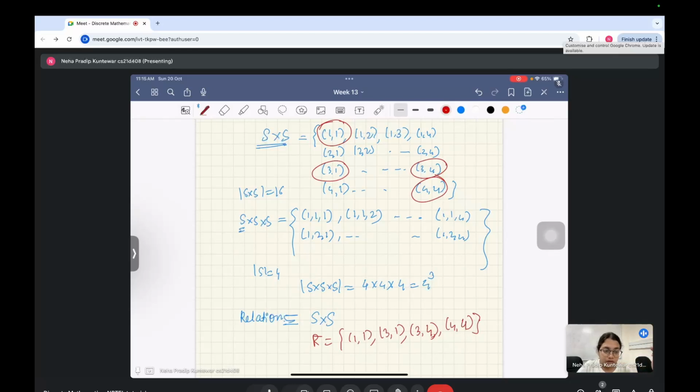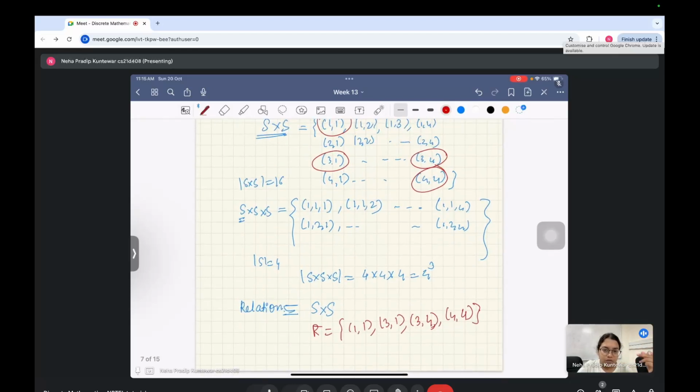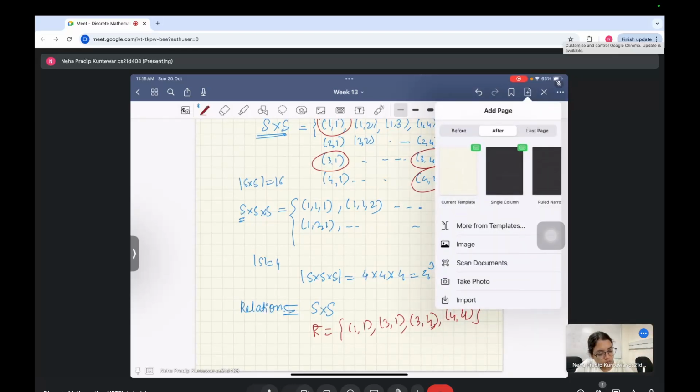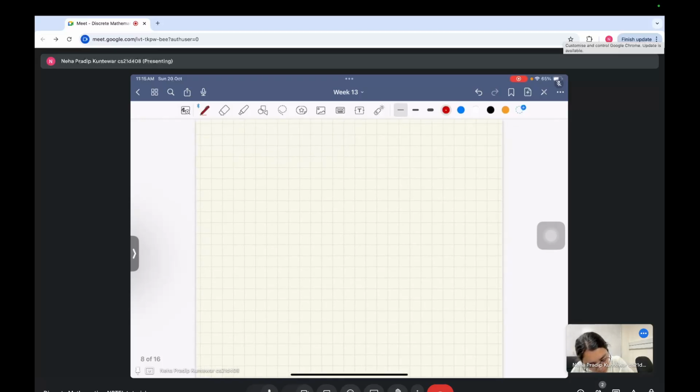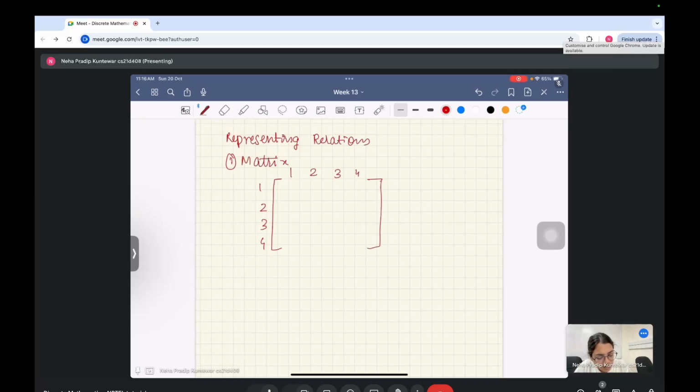And there are different representations that would graphically capture relations. One way to represent a relation is very obvious, that is the matrix formulation. So what you do is, on one hand you write the elements of the set S, and on the column side also you write the elements of the set S. Now this entry here tells you whether the element is related or not.